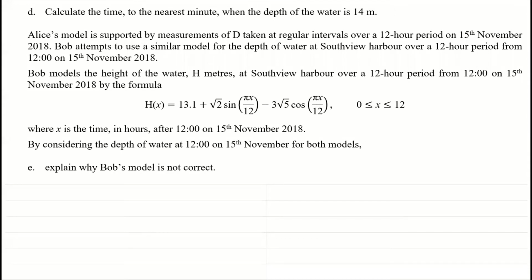All right, and for part D, we have to calculate the time to the nearest minute when the depth of the water is 14 meters, okay? And that time to the nearest minute again. So I'll assume that means the time of day, all right, based on the fact that the model starts at midnight. So let's set this up down below.